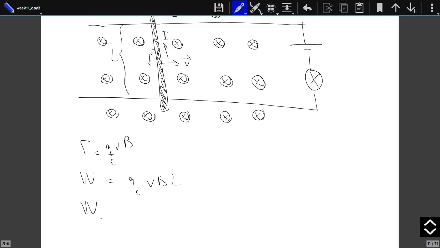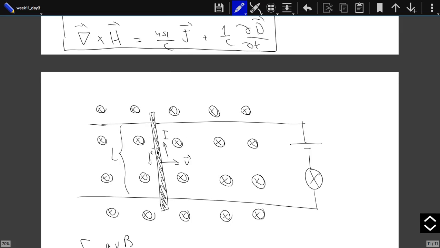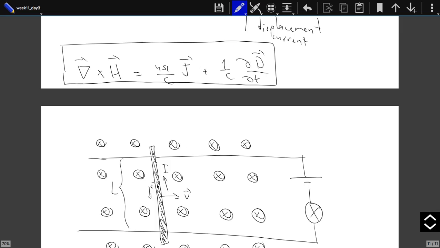And the work per unit charge is 1 over C VBL. So we know that if we imagine one unit charge, let's say an electron, it starts from this point, it will go down the rod and through our circuit. Well, okay, there is no battery in our circuit, sorry. It will go around our circuit and then come back, and so there will be light in the lamp.